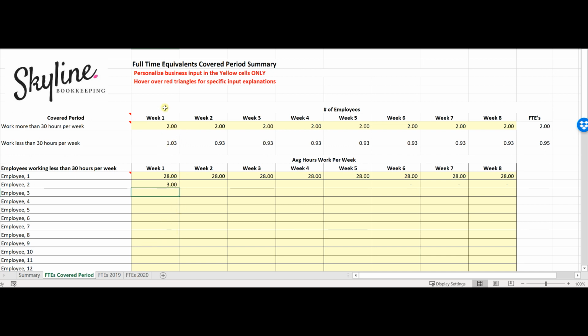So each week that you have a payroll, or I should say that you have employees, you need to be calculating how many employees that you have on a full-time basis. And then if they're not full-time, how many hours did they work within that week?